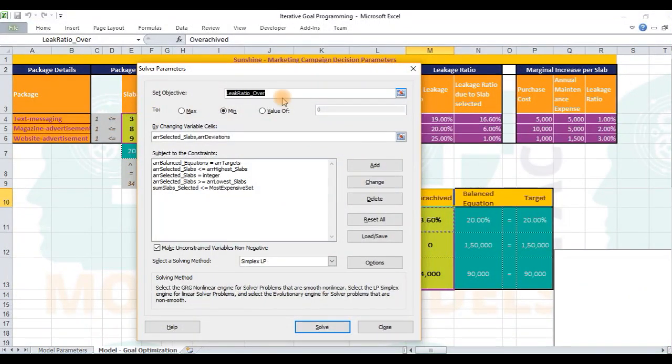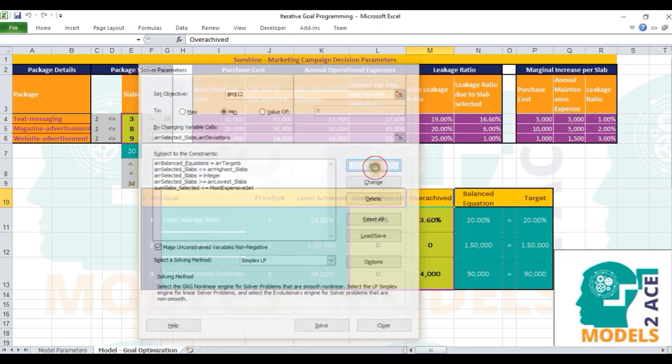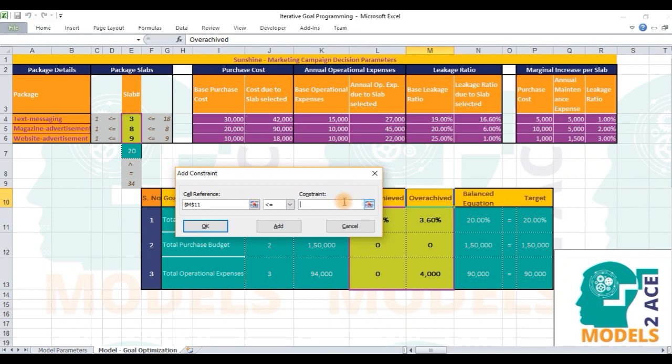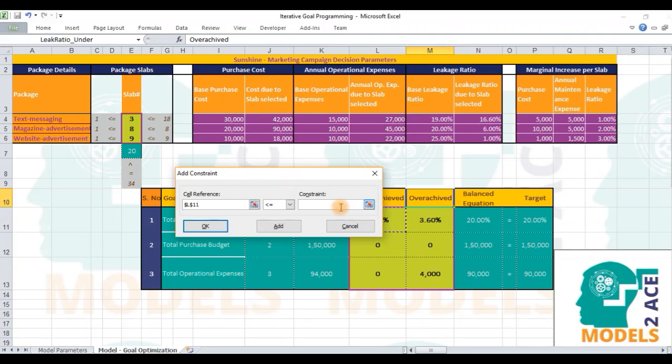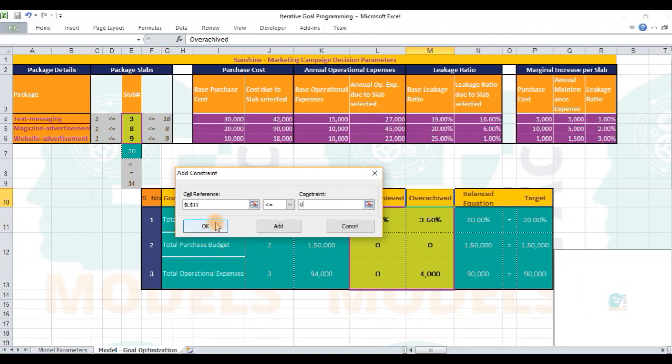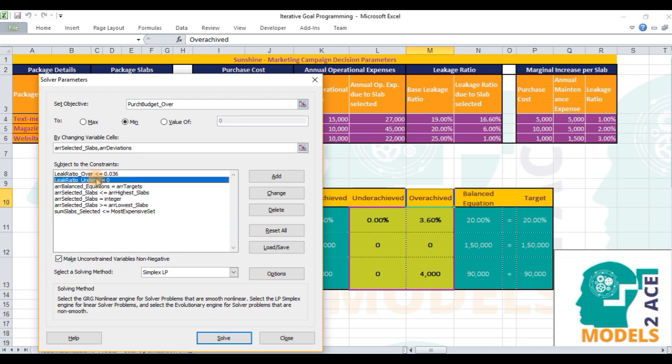Launching solver, we set the objective function of the linear programming algorithm to this value, in cell M12, named purchBudget_over. We create the additional constraint that leak ratio_over must be less than or equal to the optimum of 0.036, obtained under the first priority. We also maintain this value of 0 for underachievement in leakage ratio, as an additional constraint. But since the non-negativity constraint is in force, we can specify this as a less than or equal to 0 condition, since an inequality is of a lesser complexity than a strict equality constraint.